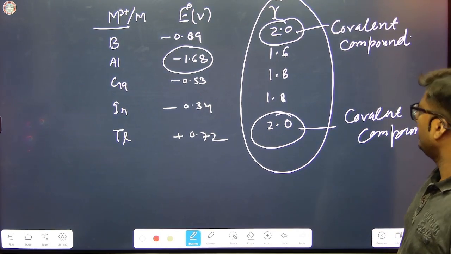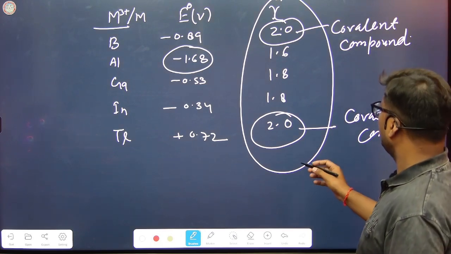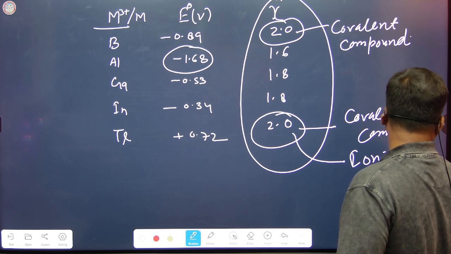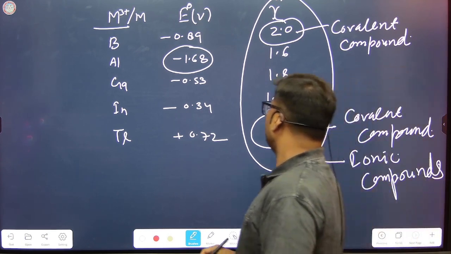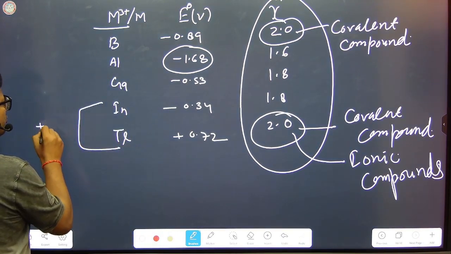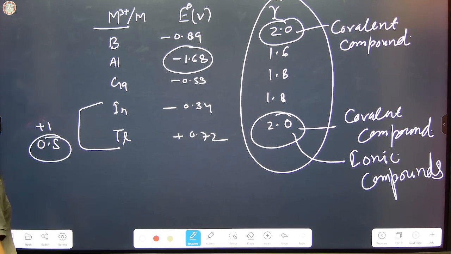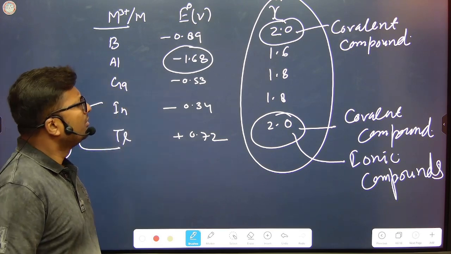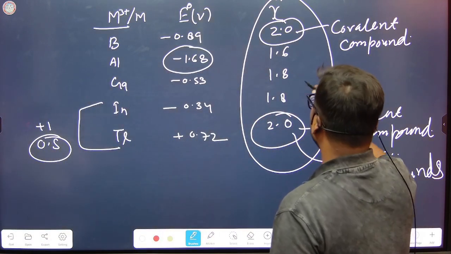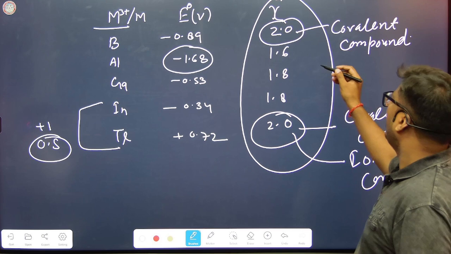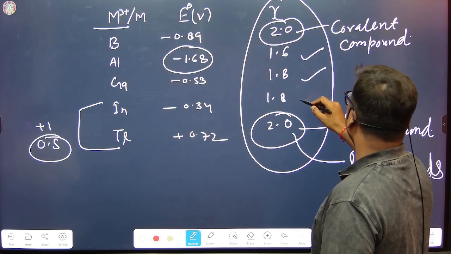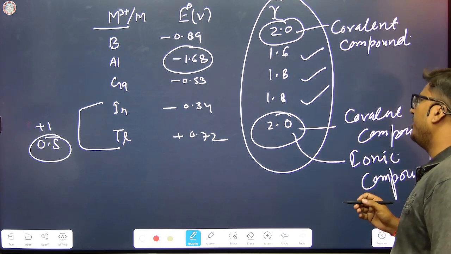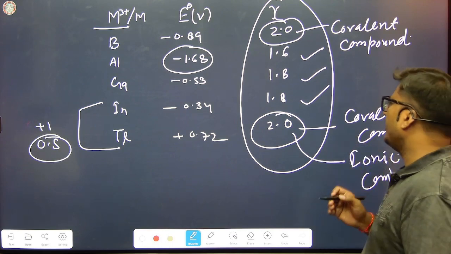right? But because of the presence of the +1 oxidation state, they also form ionic compounds, right? So because these two elements have the +1 oxidation state, they form ionic compounds because of the high metallic character of these two elements, right? And the rest of these elements have 1.6, 1.8 and 1.8 electronegativity. So all these elements favor covalent bonds with the other elements, right?